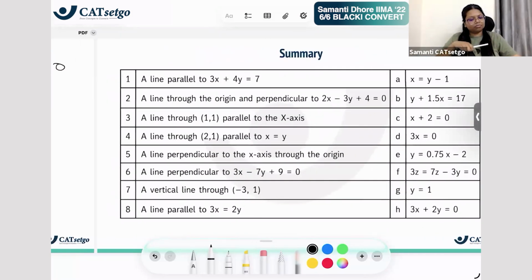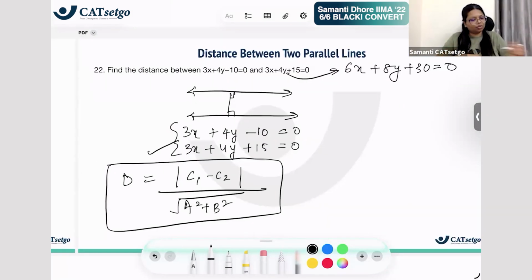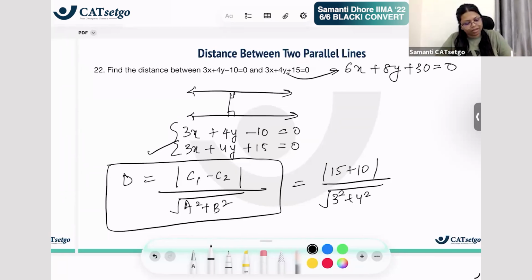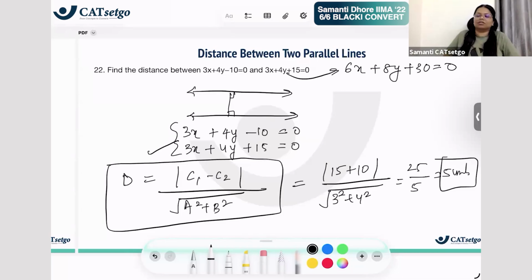Alright? So we have to find distance between these two. That will be, what is C1 minus C2? It's 15 minus 10 divided by under root of a square plus b square. Again, 3 square plus 4 square is 5 only. This is 25 by 5. That is 5 units. What is the distance between these two lines that is given? It's 5 units. So here we sort of finish the basic coverage of the chapter.